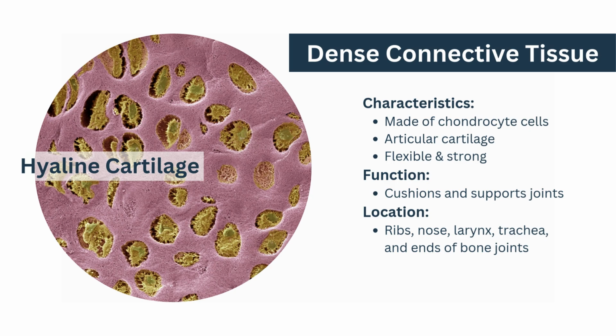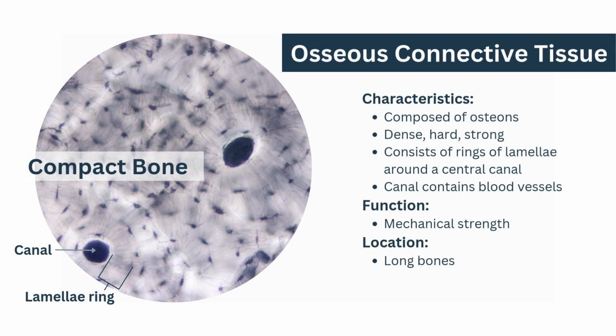Hyaline cartilage is only made of chondrocyte cells. It is flexible yet strong in order to cushion and support joint movement. It is located in the ribs, nose, larynx, trachea, and at the ends of bone joints. Compact bone is osseous connective tissue. It is characterized by its dense rings of lamellae around a central canal that contains blood vessels. The hard and strong structure of compact bone allows it to function as a structure for mechanical strength. Compact bone is located in the shaft or diaphysis of long bones, such as the femur.